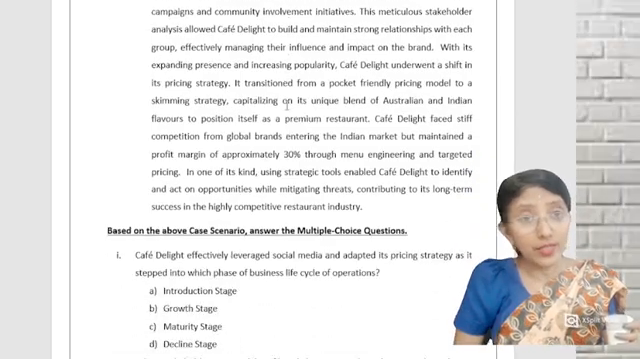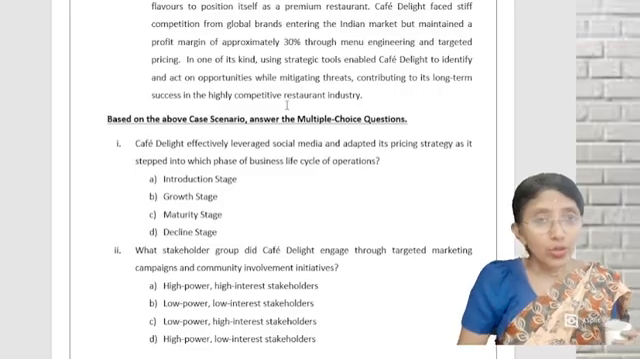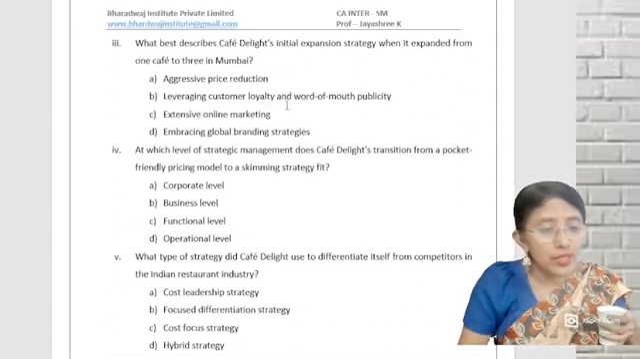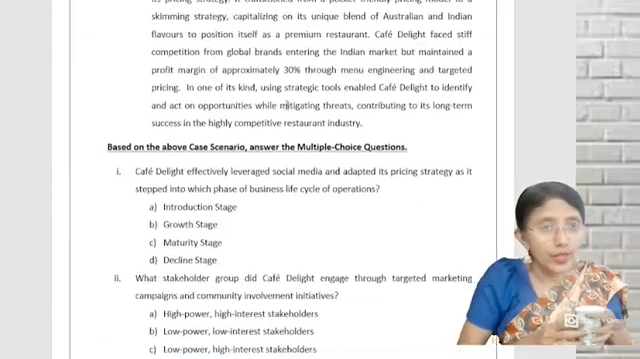See how big the case study is? Will you have the patience to read in the examination? Yes. Now do the questions. Start. So how many questions are there? Yes, 5 questions. Start doing it.